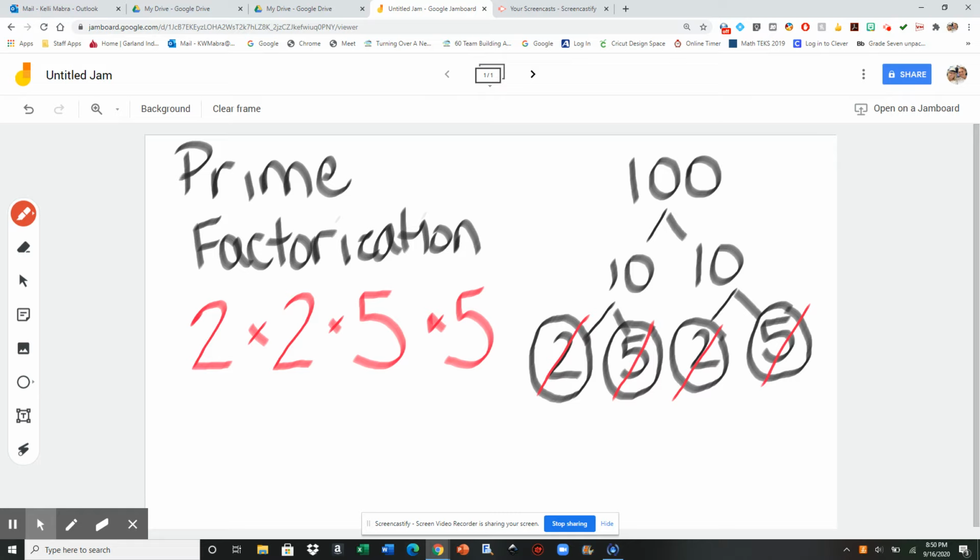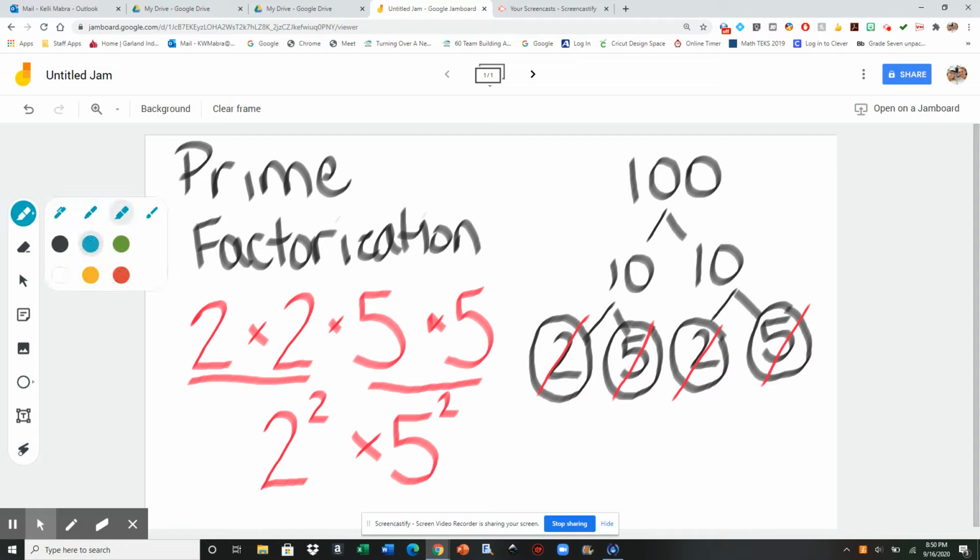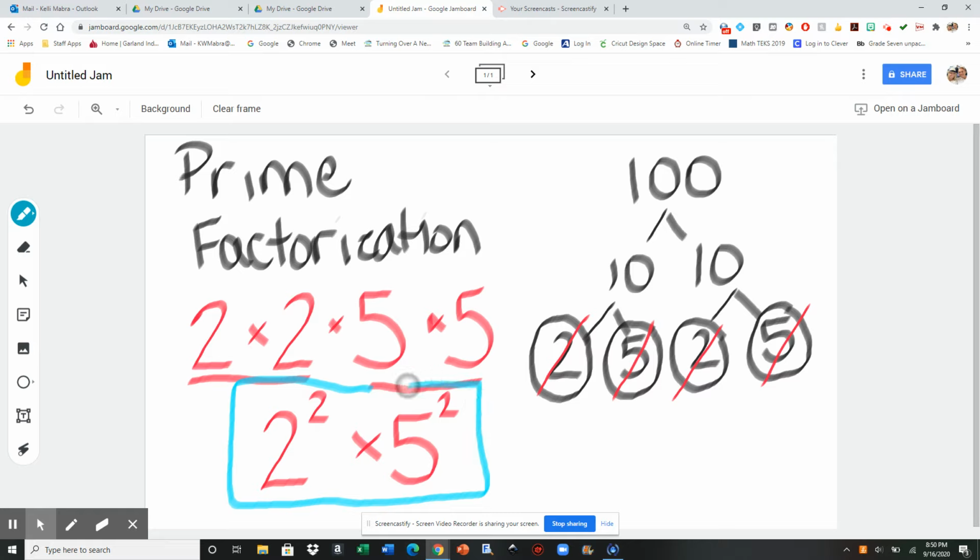So then you say, okay, I have 2. How many 2's do I have? You have two 2's, so 2 becomes your exponent, times 5. How many 5's do I have? I have two, so that would be 5 to the second power, and this is your answer. This is your answer for prime factorization using exponents.